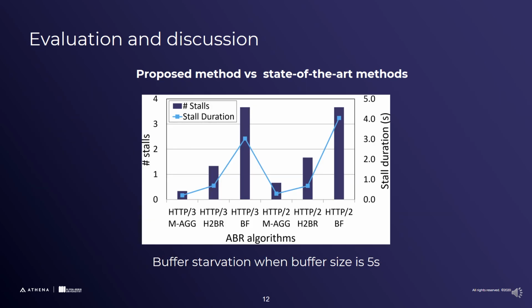These figures show that with a small buffer, the ABR can lead to buffer starvation. Although H2BR results in more stall events and stall duration than the modified HGG, it's still less than that of the backfilling ABR.